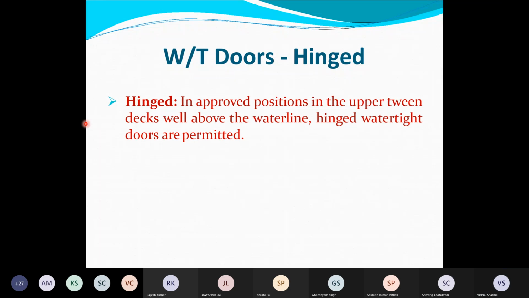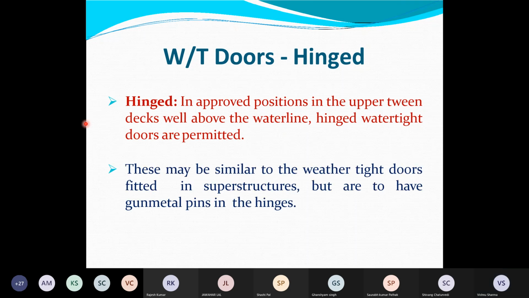Now, in approved positions in the upper tween deck, well above the waterline, hinged watertight doors are permitted. We just saw that the deepest subdivision load line, the first deck minimum 2 metres above it, and only above that deck can you have the hinged watertight doors, nothing below that. So therefore, these are only in the upper parts of the vessel. These may be similar to weathertight doors fitted in superstructure but are to have gunmetal pins and hinges.